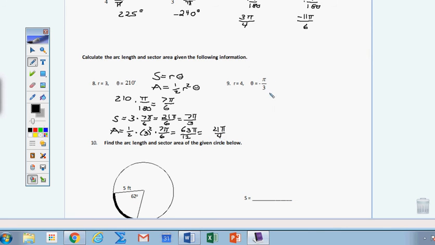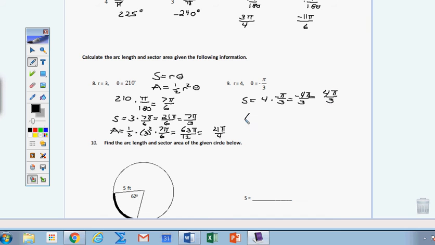All right. Now when we look at here, we already have our theta in radians. So we know that S equals r theta. So our arc length equals 4 times a negative pi over 3. And this equals negative 4 pi over 3. But as we know, arc length can't be negative. It's just a distance. So this actually equals 4 pi over 3.